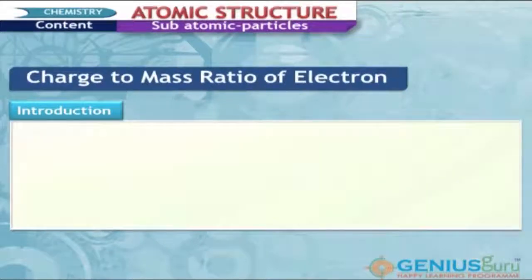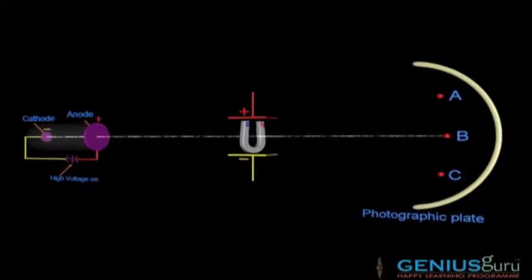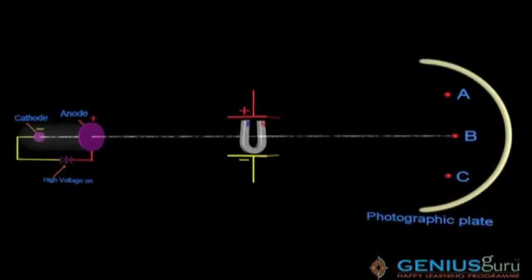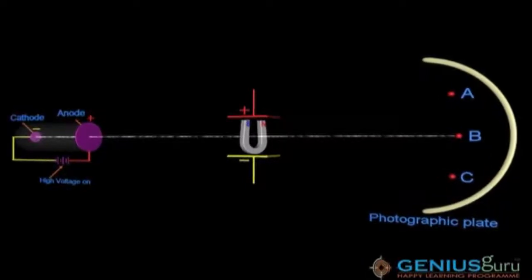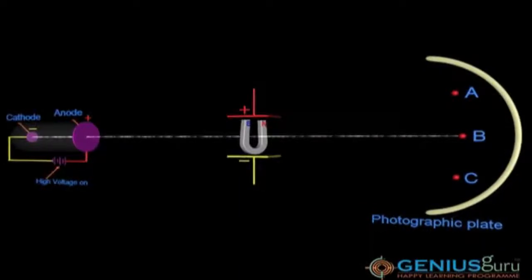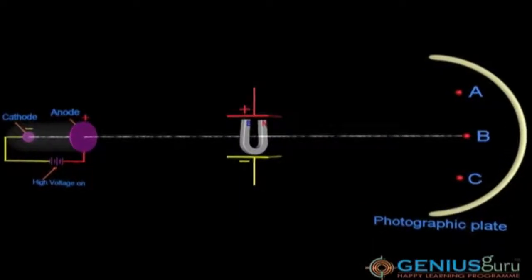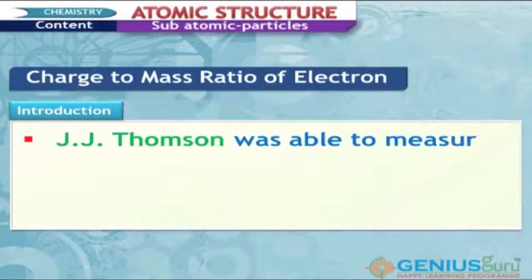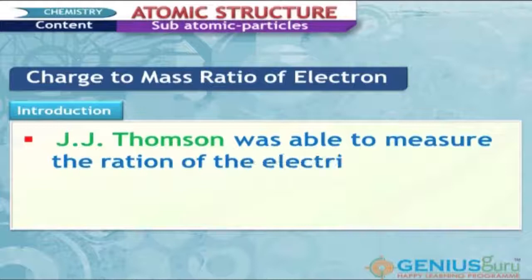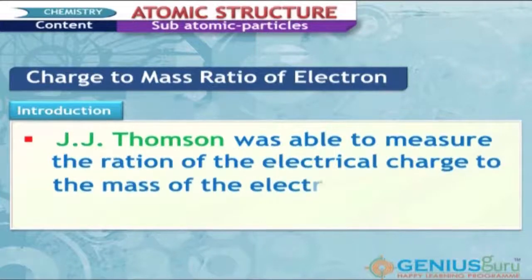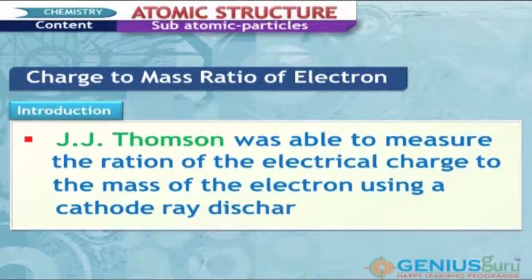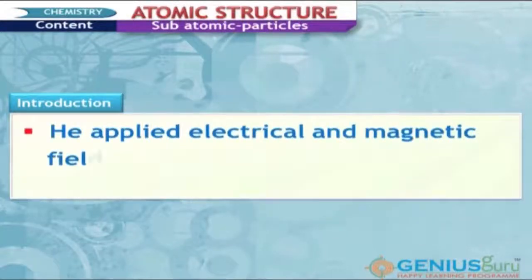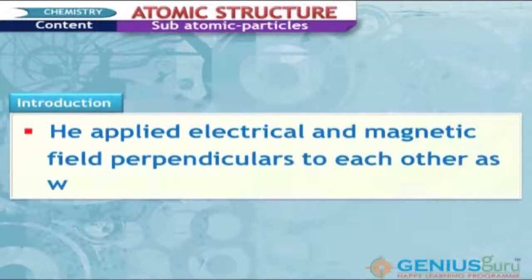Now, how to determine the charge to mass ratio of the electron or cathode rays? For this, Thomson made extensive experiments on the discharge tube. So let us see experiments on the J.J. Thomson model. J.J. Thomson was able to measure the ratio of the electrical charge to mass of the electron using the cathode ray discharge tube. For this, he applied electrical and magnetic fields perpendicular to each other as well as to the path of the electrons.